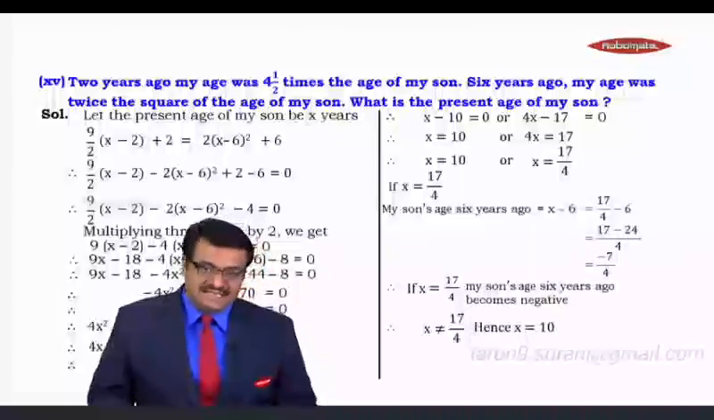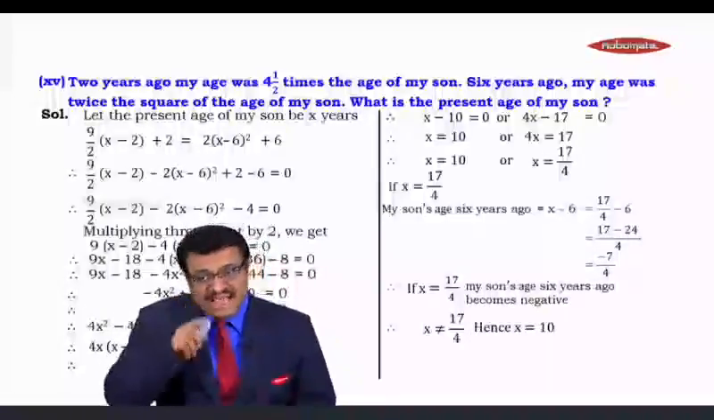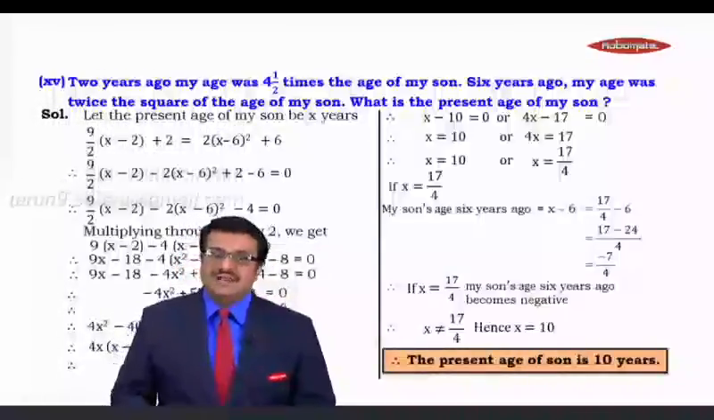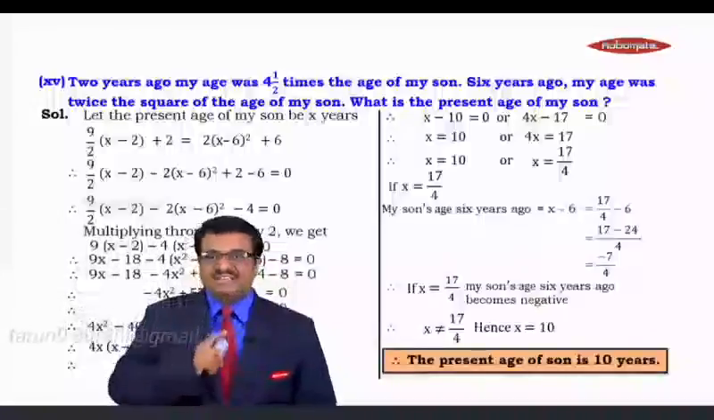So which value of x is acceptable? Hence x is 10. But what is x? The present age of my son. So we can conclude the sum. Therefore the present age of my son is 10 years. That completes this question. Thank you.